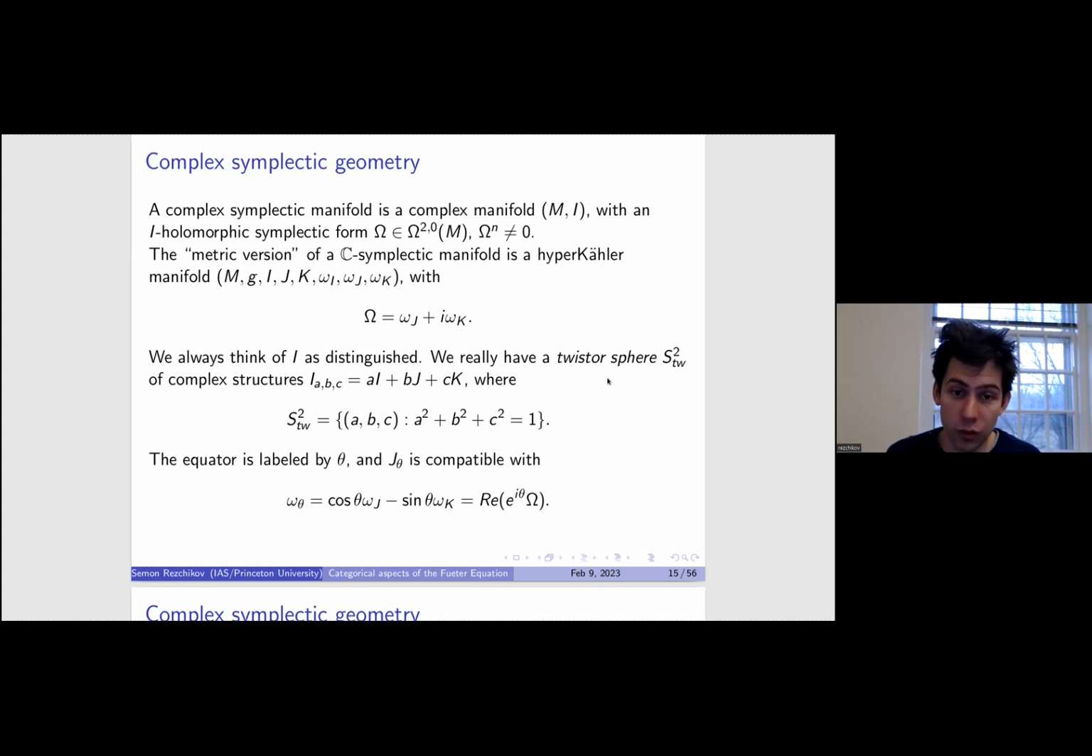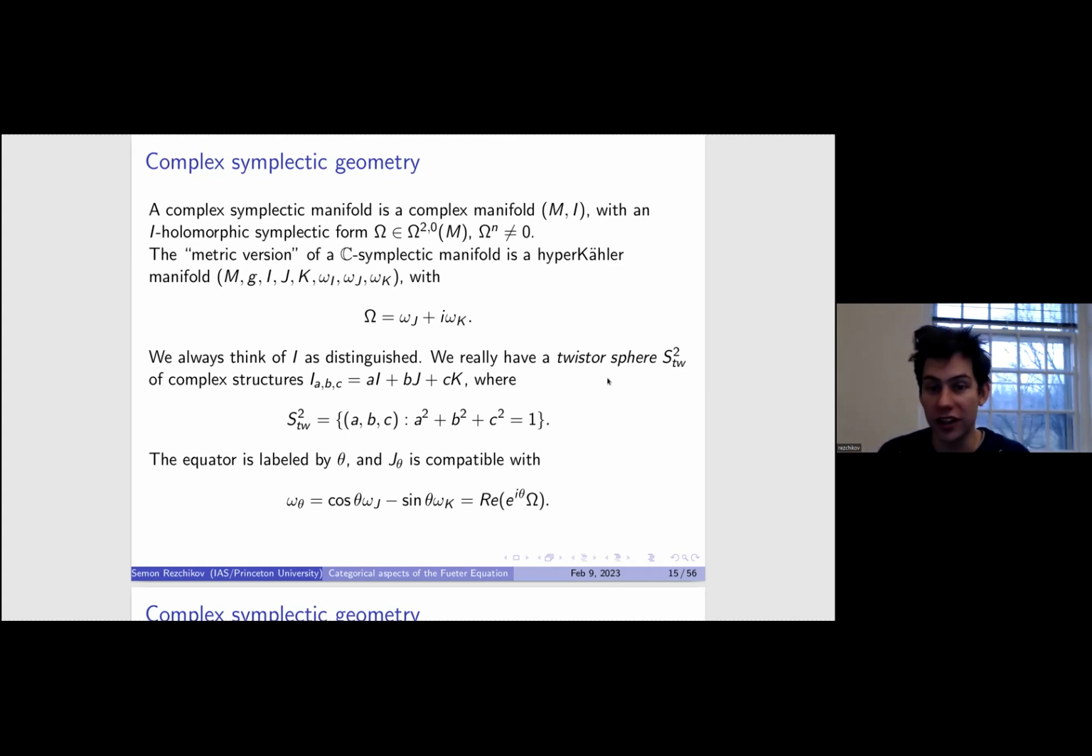And then if you choose one of the complex structures as distinguished, which we will always do, there's a corresponding holomorphic symplectic form coming out of the combination of the two other real symplectic forms. And really there's a whole twistor sphere of complex structures. In the hyperkähler case, they'll all be integrable. And because we're thinking of one of the complex structures I as distinguished, that's the north pole on the twistor sphere.